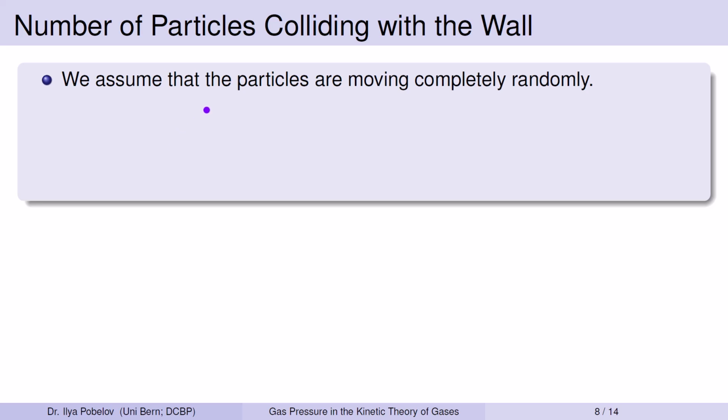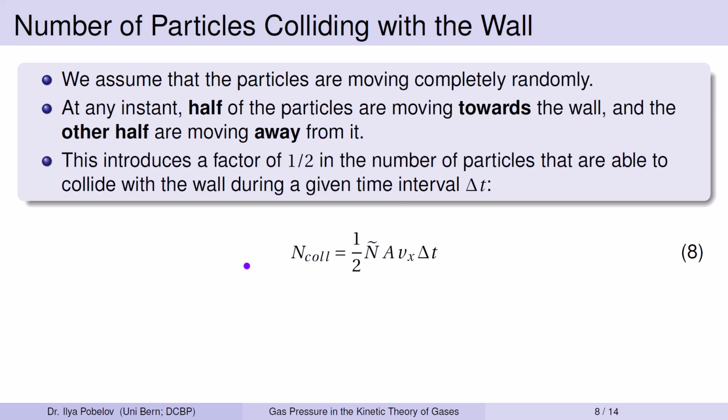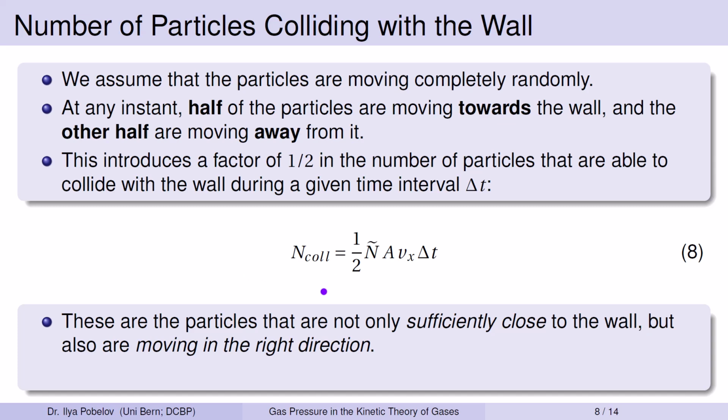Since we assume that the particles are moving completely randomly, we conclude that at any instant, half of the particles are moving towards the wall and the other half are moving away from it. This introduces a factor of 1/2 in the number of particles that are able to collide with the wall during a given time interval delta t. These are the particles that are not only sufficiently close to the wall, but also are moving in the right direction.